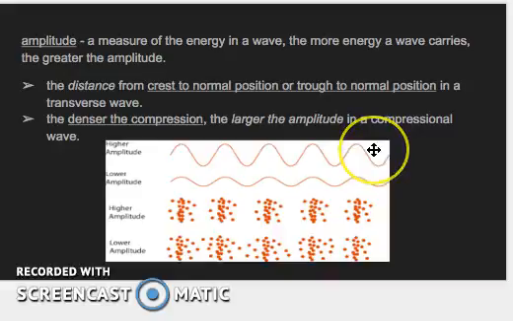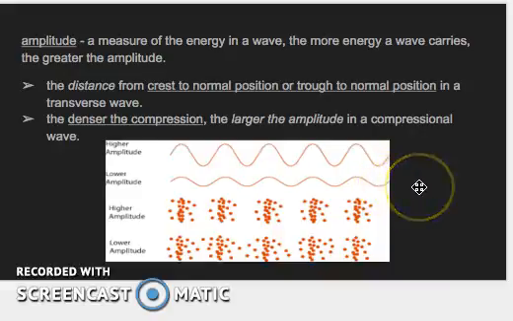So for a transverse wave, if we're seeing these really high peaks and low troughs, we can say that that has higher amplitude compared to one that has these smaller little rolling peaks and troughs. That has a lower amplitude. It's related to the amount of energy in that wave. So this wave up here would be the higher energy wave because it has higher amplitude, and this one would be lower energy.